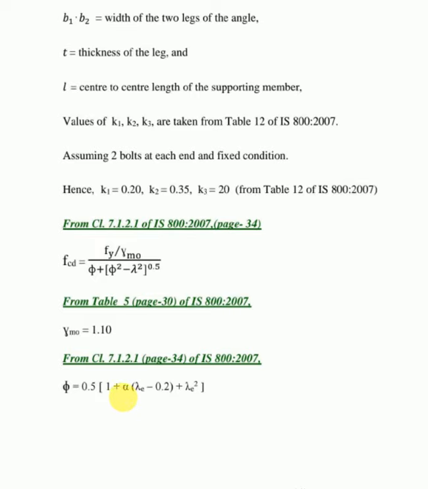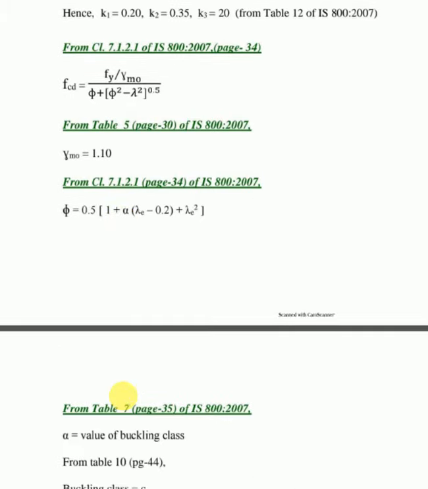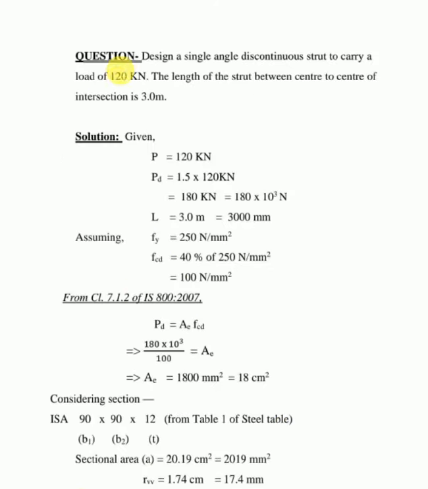So what we do not know is this alpha. Now to find out alpha, we need to know our buckling class. So just refer table 10 of the IS code. There you will get the buckling class for single angle and double angle strut as C. After finding out the buckling class, refer table 7 of the IS code, so you will get the value of this alpha. So this thing I'll show you with the help of a numerical. So let's see the question.